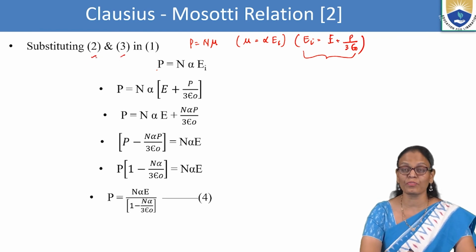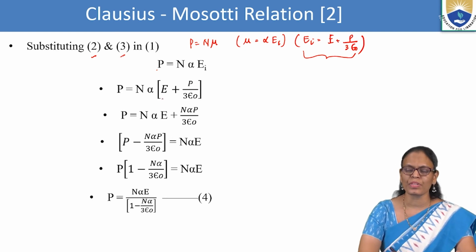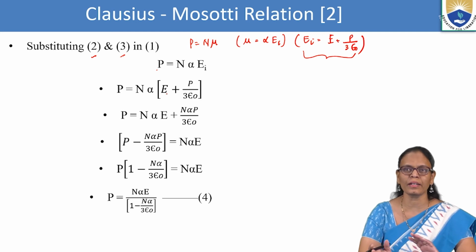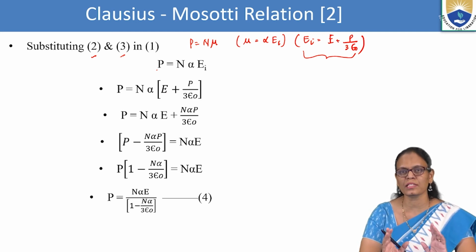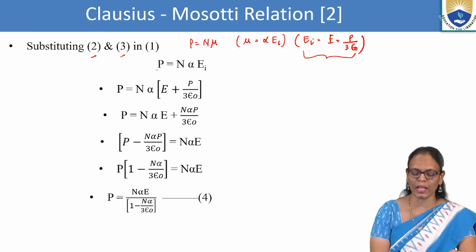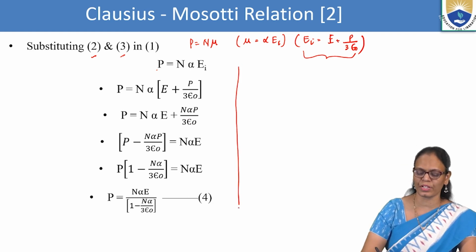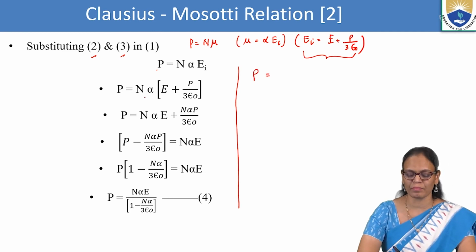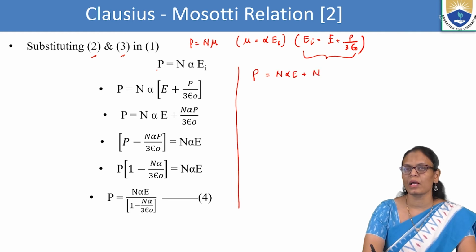That is the formula for mu and the value of EI we have taken and we have substituted. Now it is all simply substitution and taking transpose onto the other side to get the required value. So what I am going to do is N alpha into E is N alpha E plus N alpha into P by 3 epsilon naught will be N alpha E plus N alpha P by 3 epsilon naught. I am just going to do it here. What we are getting by multiplying: N alpha E plus N alpha into P by 3 epsilon naught.